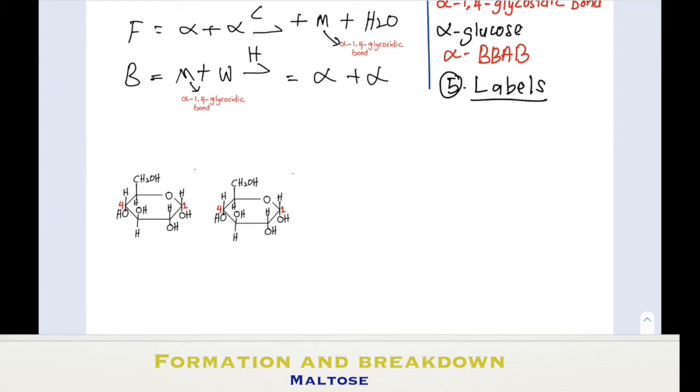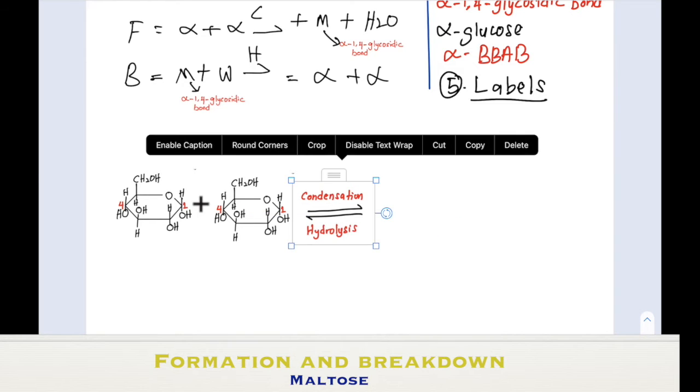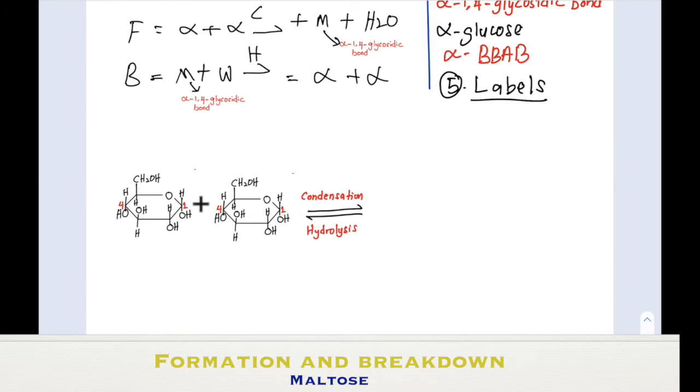And step number 2, we will have the process. The process will be condensation and hydrolysis. And before that, we need to show the formation or the condensation between the hydroxyl group and hydrogen. The hydroxyl group is from carbon number 1 and hydrogen is from carbon number 4. This will produce water.